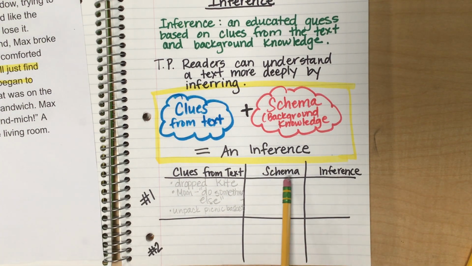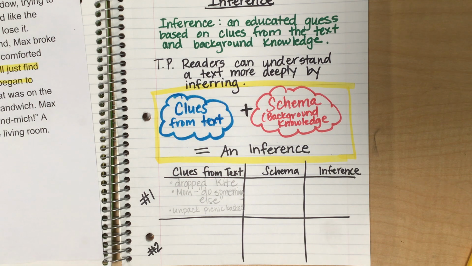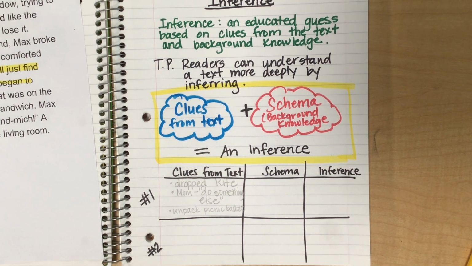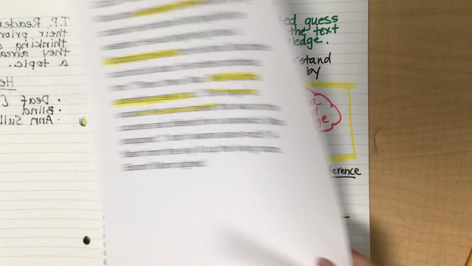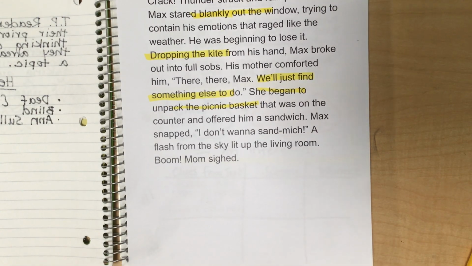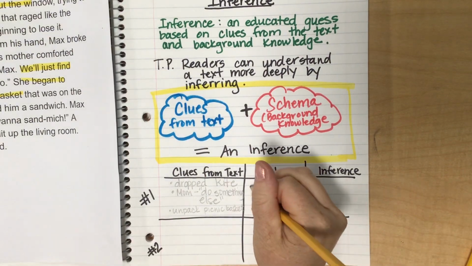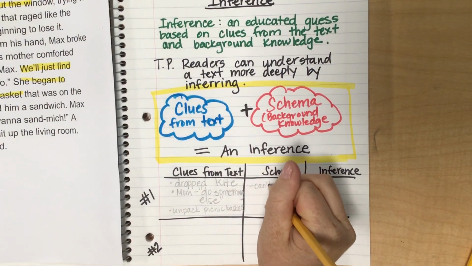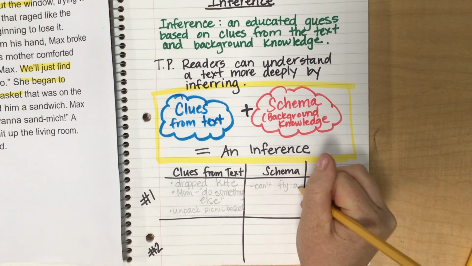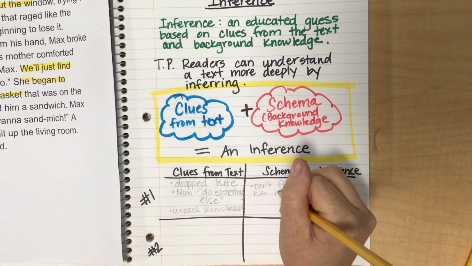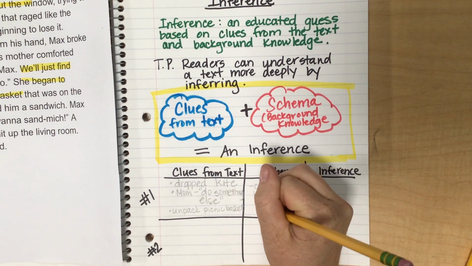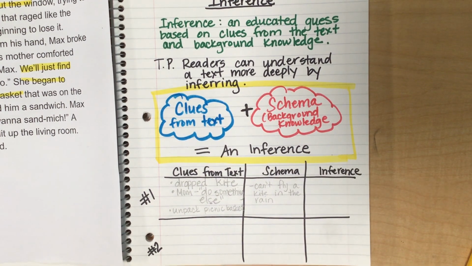Okay, guys, our schema, what's our background knowledge? What do we know about storms? Can you fly a kite if it's raining? No, right? So I know that you can't fly a kite in the rain, right? You kind of want a clear day with lots of wind, right?